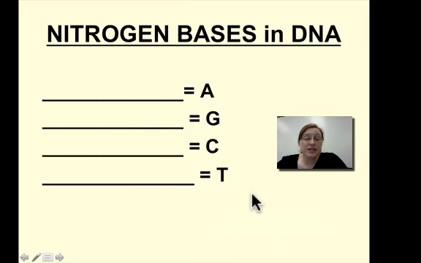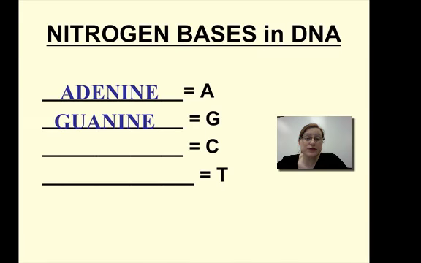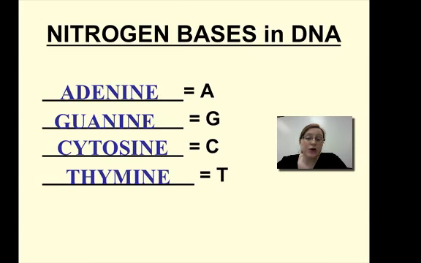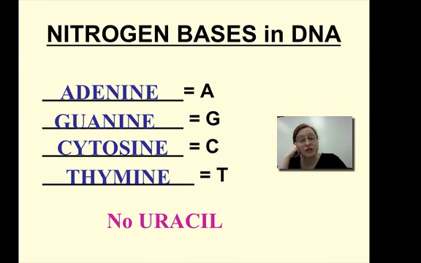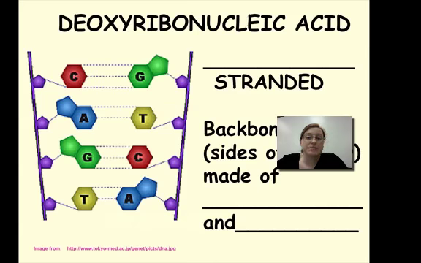The different nitrogen bases, A is for adenine, G is for guanine, C is for cytosine, and T is for thymine. Okay, these are the four nitrogen bases that are part of each nucleotide. So that means there are four different nucleotides that are found in DNA. Okay, we haven't learned about this yet, but there is a fifth nitrogen base. It's called uracil, but that is not found in DNA. That instead is found in RNA. And when we start talking about the structure of RNA, we'll get to it then.